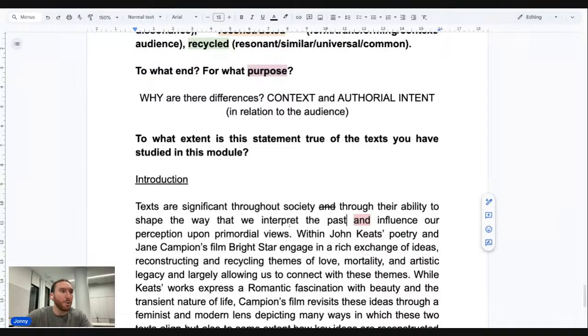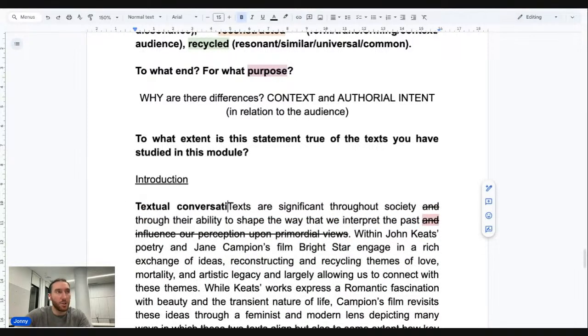So then you say "and influence our perception." I think these are pretty similar. So just keep it to one concrete thing if you're going to say it. I don't think this is adding a whole lot of value, so I would rethink that as a thesis, but it's okay to have a general sentence. I would focus more on the textual conversation aspect.